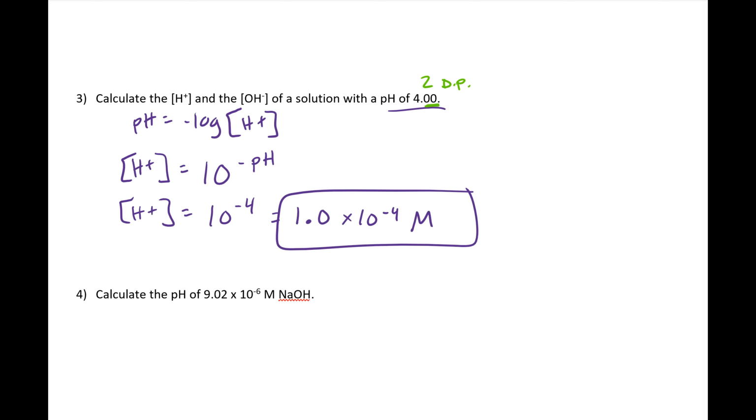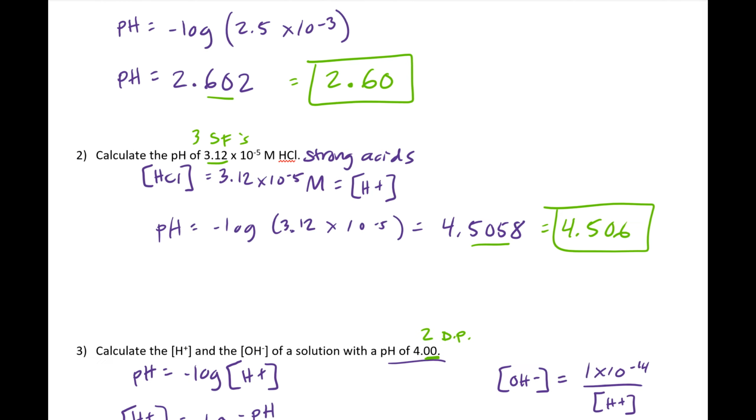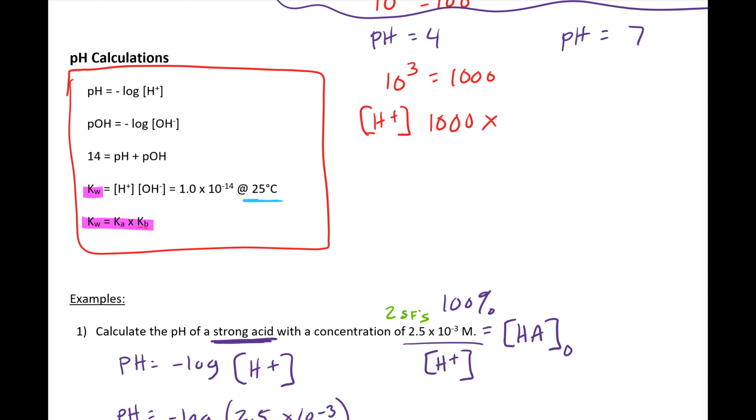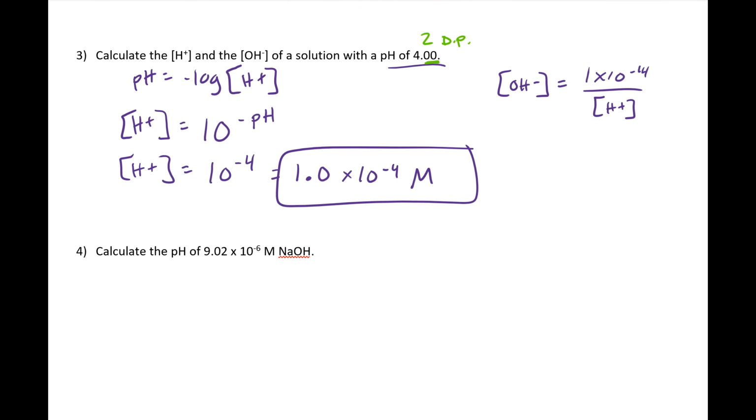Okay. So for the hydroxide ion concentration, hydroxide would be equal to 1 times 10 to the negative 14 over the concentration of hydrogen. I'm using this Kw right here. Hydrogen ion times hydroxide is equal to 1 times 10 to the negative 14, and we can assume the temperature is 25 degrees Celsius unless we're told otherwise. So 1 times 10 to the negative 14 over 1 times 10 to the negative 4.